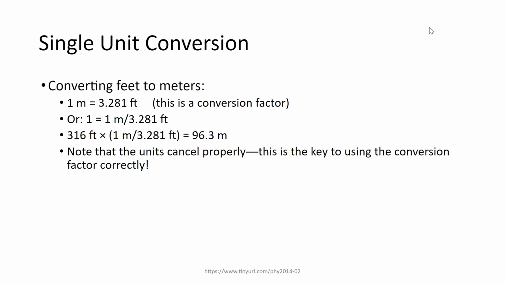Then you'll be doing this 360 feet, converting this into meters, multiplied by, now you put the one that is in feet in the denominator and meter in the numerator, so that you can cancel out the feet. Then it can give you that quantity in meters, 96.3 meters.